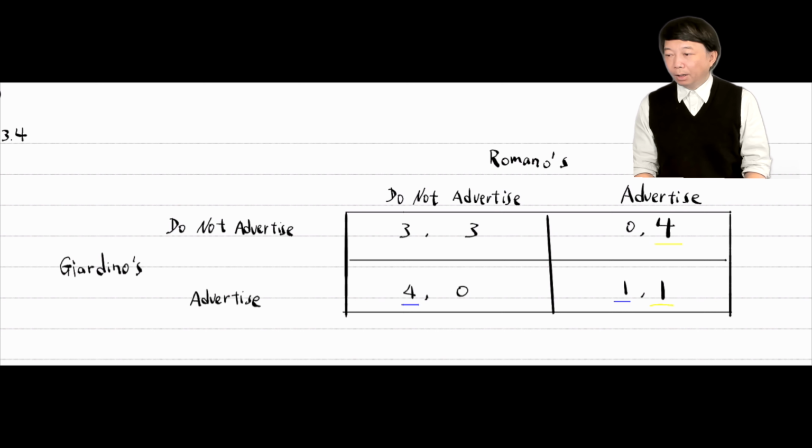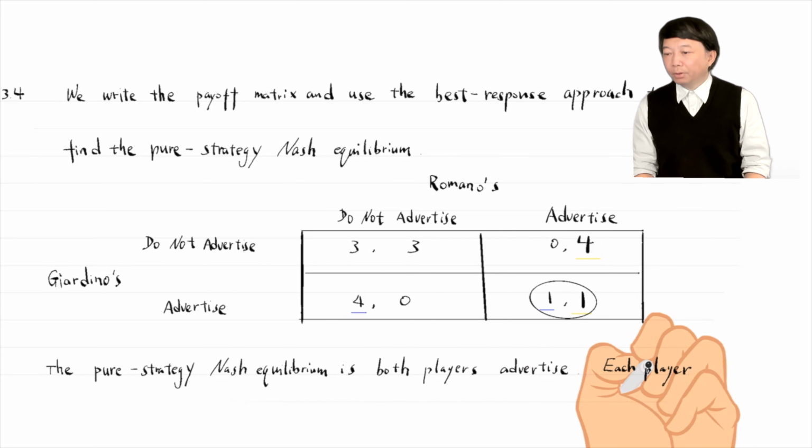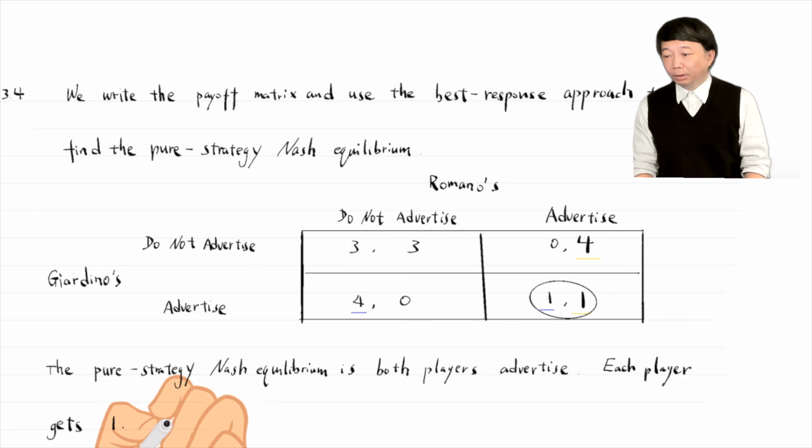We find a cell with both profits underlined. It is the outcome of the Nash equilibrium. The Nash equilibrium is that both restaurants advertise. Each player gets 1. It is a prisoner's dilemma game because each would get a high profit if they could cooperate.